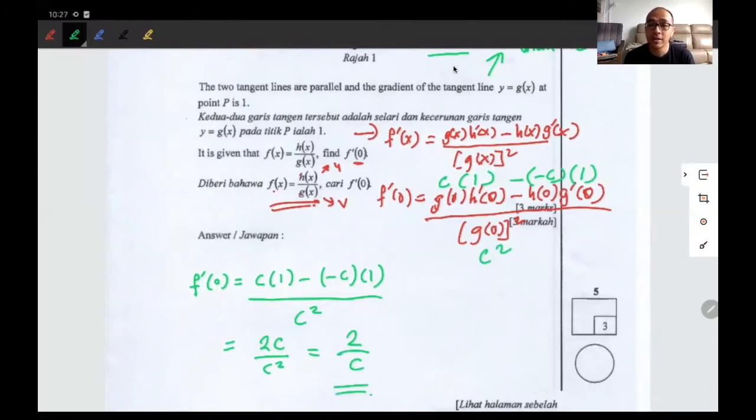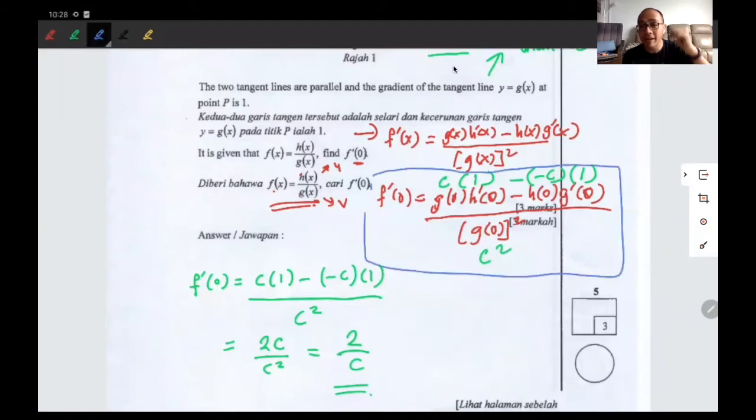Okay, so this question is pretty much like any other paper 1 question. The calculation actually is nothing. The calculation is nothing. It is the understanding of this part. Okay, this part is a little bit tough.